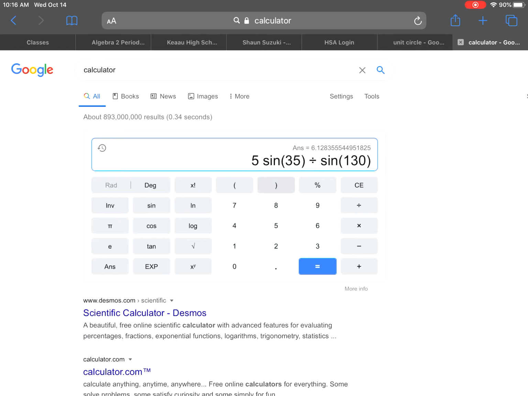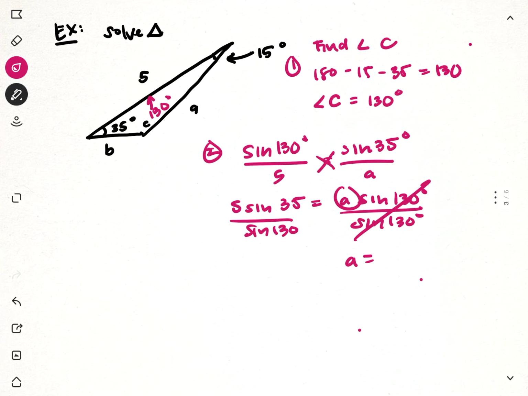Make sure you close these parentheses too, yeah? If you don't do it, the calculators are not very good sometimes at order of operations and understanding what you want to do. So it might give you the wrong answer. All right, so for this one, we get 3.7. So we know that A is 3.7.